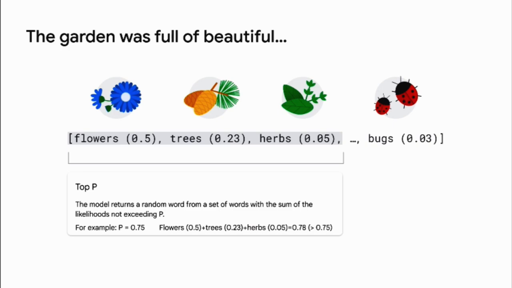For example, P of 0.75 means you sample from a set of words that have a cumulative probability greater than 0.75. In this case, it includes 3 words: flowers, trees, and herbs. This way, the size of the set of words can dynamically increase and decrease according to the probability distribution of the next word on the list.